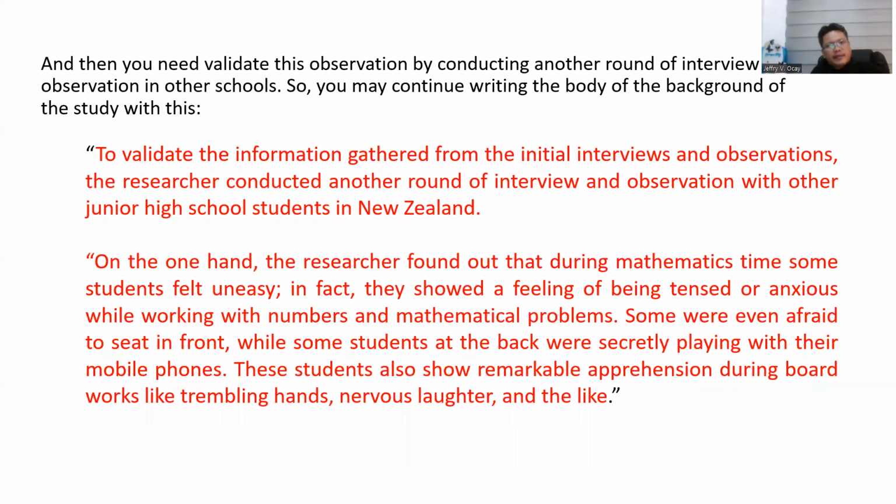And then you need to validate this observation by conducting another round of interview and observation in other schools. This is still part of the body of this background of the study. So you may continue writing the background of the study with this. And it reads, to validate the information gathered from the initial interviews and observations, the researcher conducted another round of interview and observation with other junior high school students in New Zealand. On the one hand, the researcher found out that during mathematics time, some students felt uneasy.